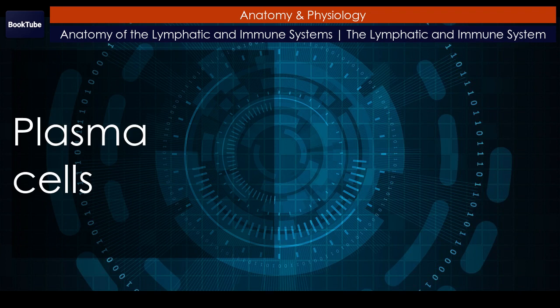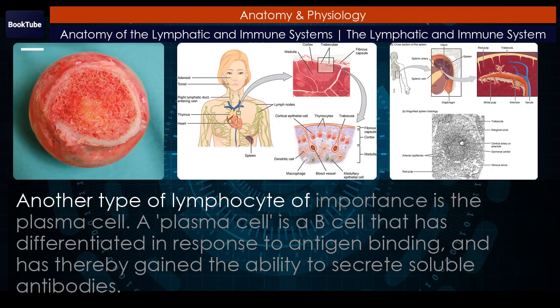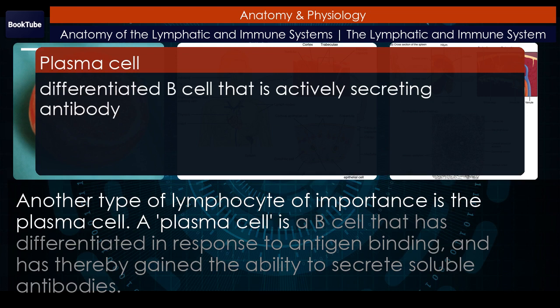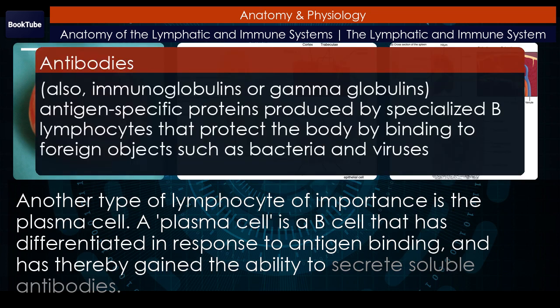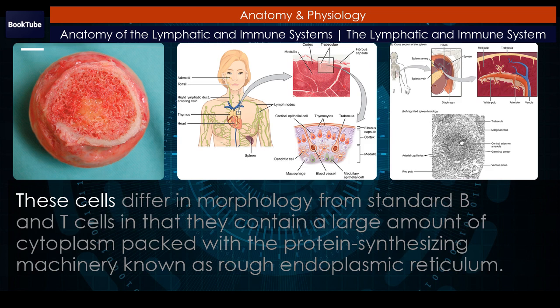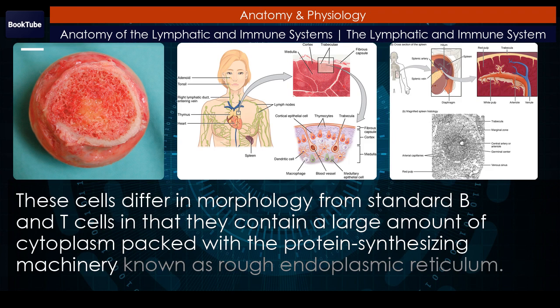Plasma cells. Another type of lymphocyte of importance is the plasma cell. A plasma cell is a B cell that has differentiated in response to antigen binding, and has thereby gained the ability to secrete soluble antibodies. These cells differ in morphology from standard B and T cells in that they contain a large amount of cytoplasm packed with the protein synthesizing machinery known as rough endoplasmic reticulum.